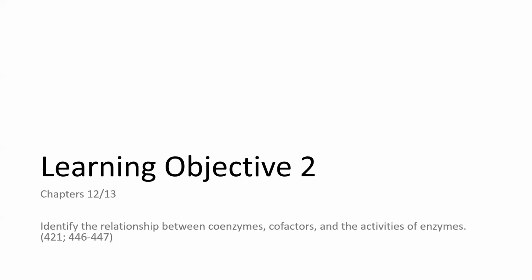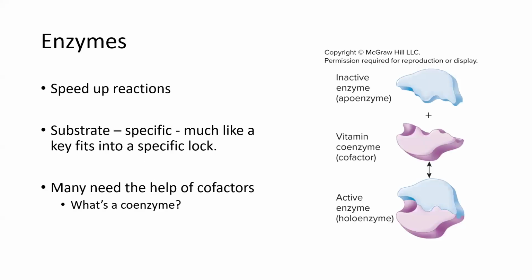Okay, moving on to learning objective 2, which is to identify the relationship between coenzymes, cofactors, and the activities of enzymes. First of all, what are enzymes? Enzymes are what we call biological catalysts. A catalyst is something that speeds up a chemical reaction in the body. Now, they are highly specific. In fact, we often refer to a lock and key model, where much like a key will only fit into a specific lock, one enzyme will only work with its particular substrate.